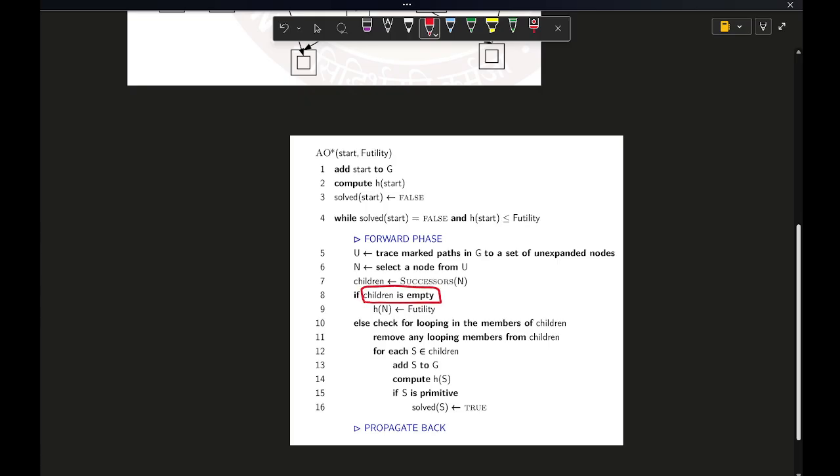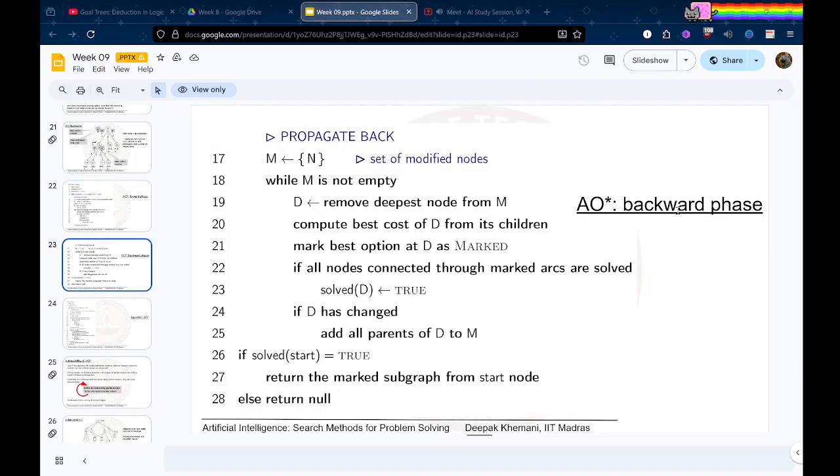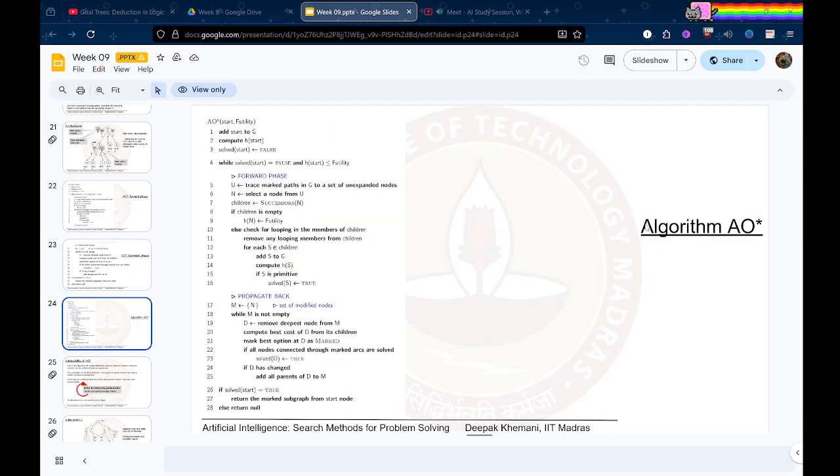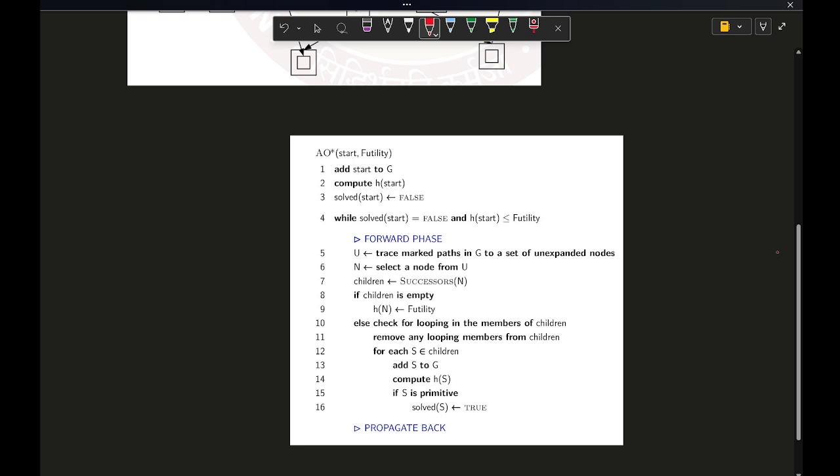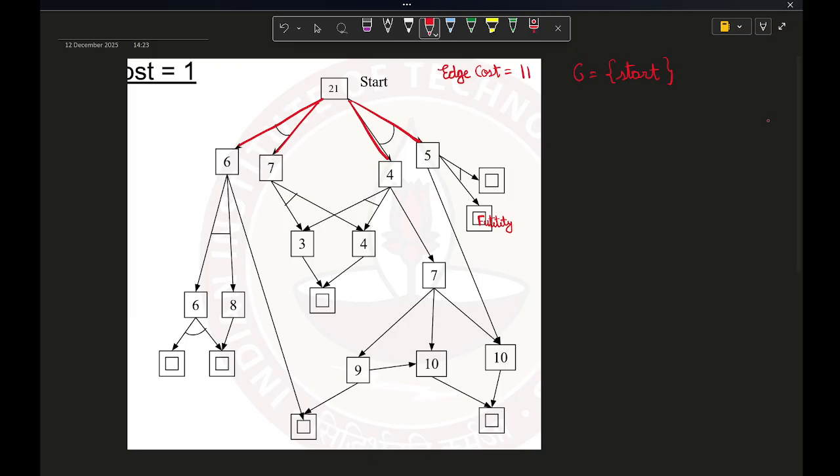Okay, so what does empty children mean? If children is empty, and then there's the backpropagation phase: while m is not empty, remove the deepest node from m, being the node that we have taken, and compute best cost for d from its children. Oh, one minute. Means there is no child node. Does that mean it is abruptly ending somewhere? There are no primitive nodes existing at the end. So that means it's like infinite, no? So you cannot go ahead. So this is not a futility one.